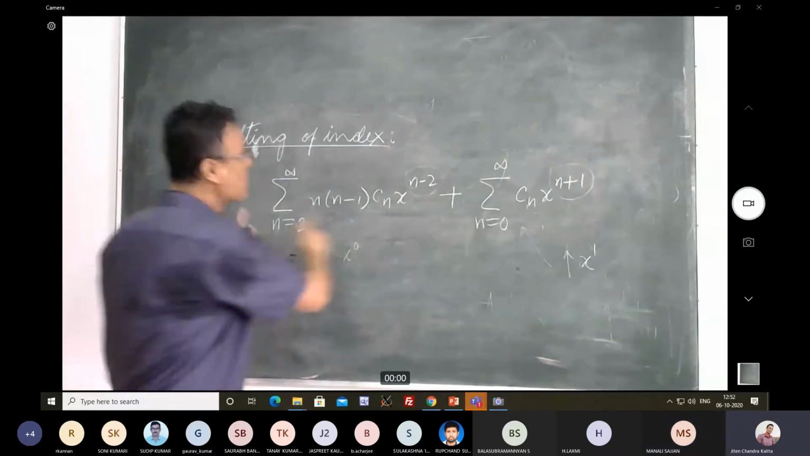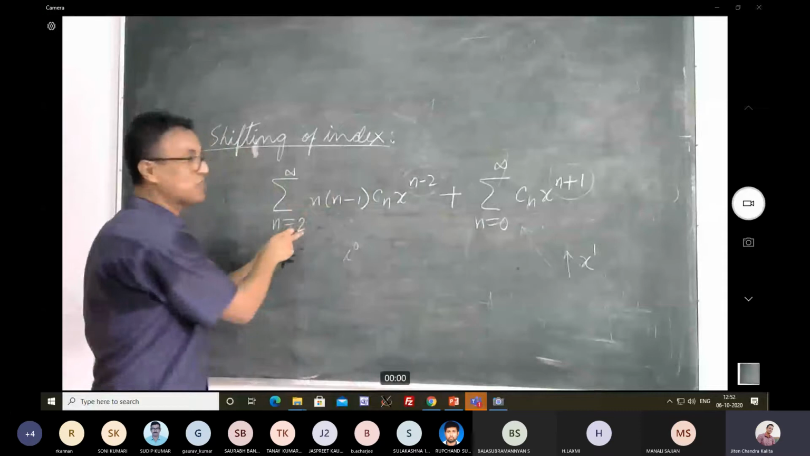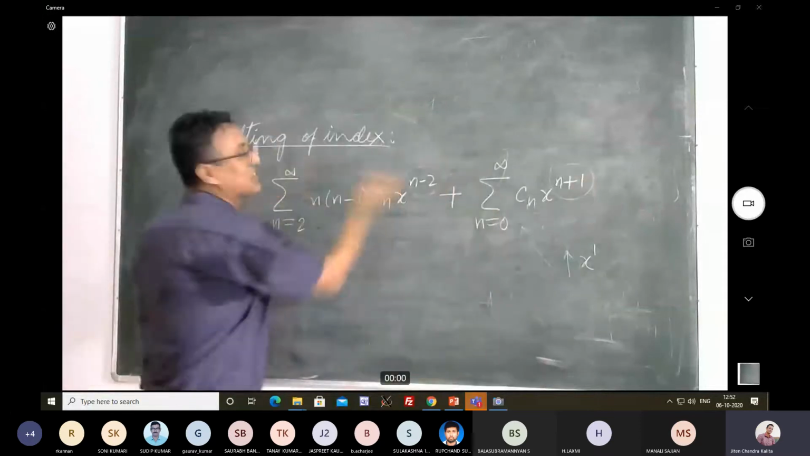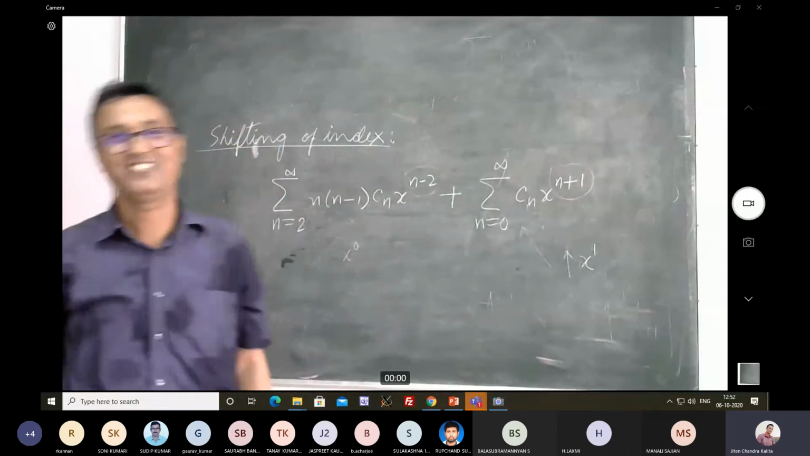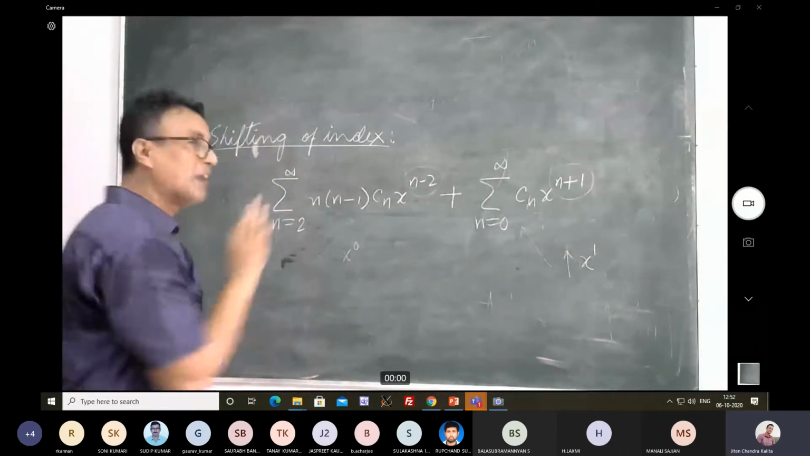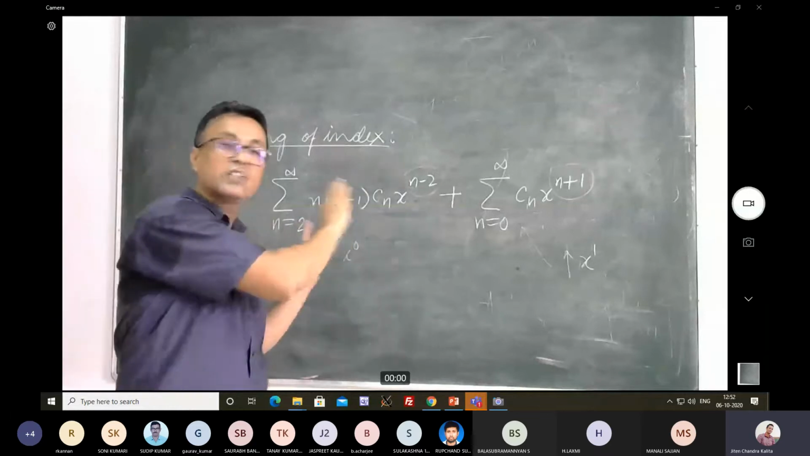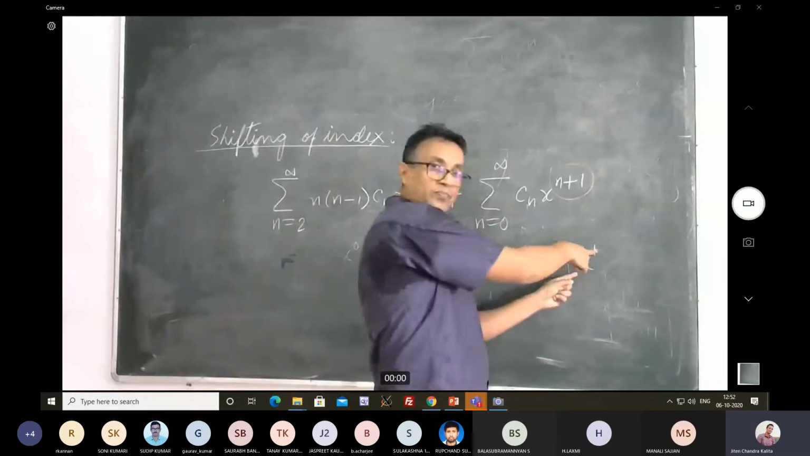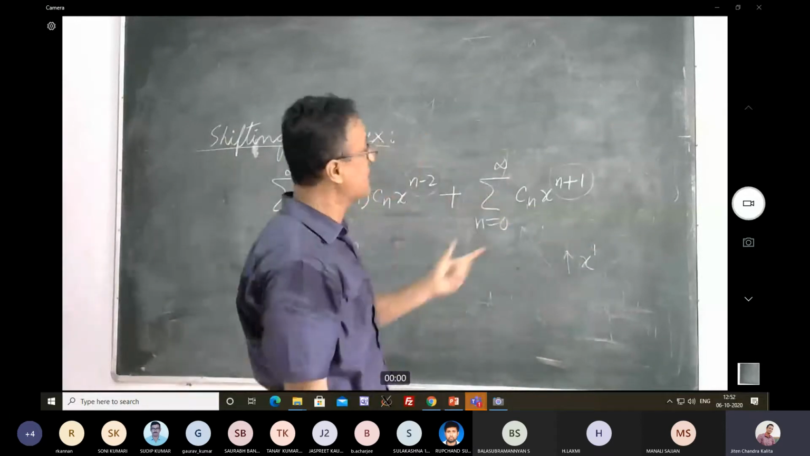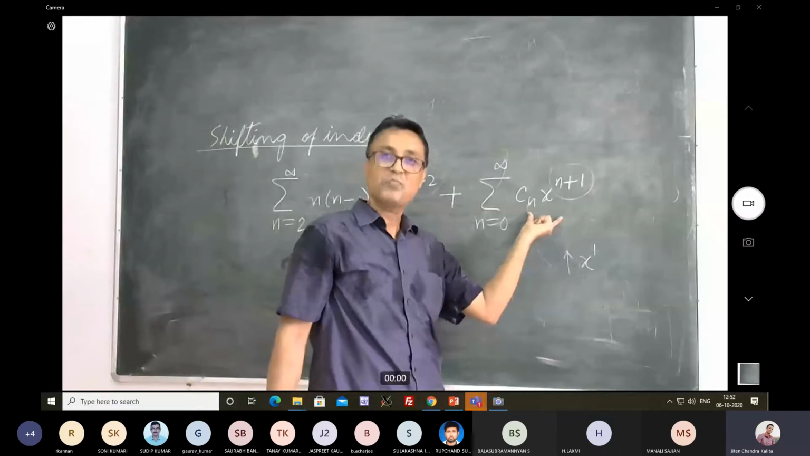Now look at these two. It may seem that, oh my God, this is starting from 0 and this is starting from 2, so definitely this is going to have more terms than this series, but not. Fine? That is the first thing you will have to look at. So what we are going to do is make both the series start from x to the power 1. Because I cannot make this series start from x to the power 0. You got my point?